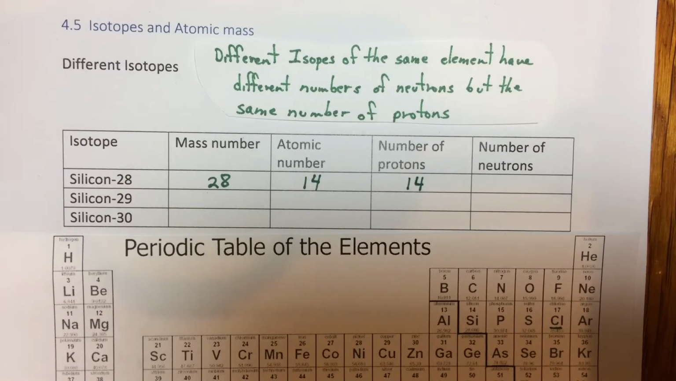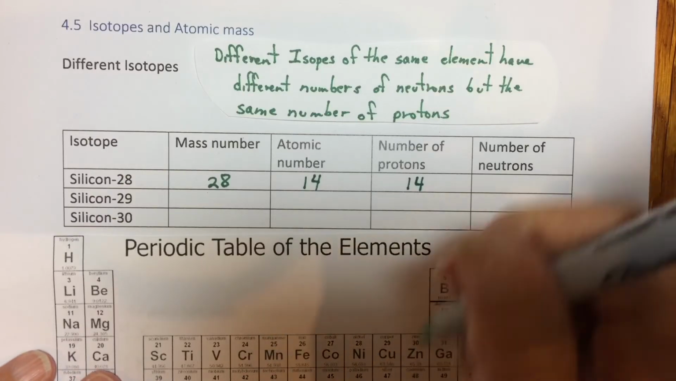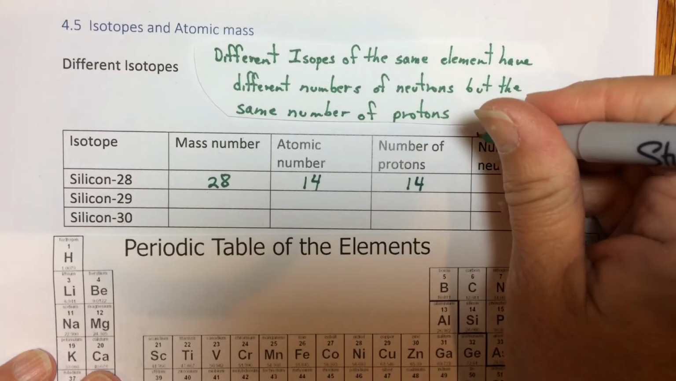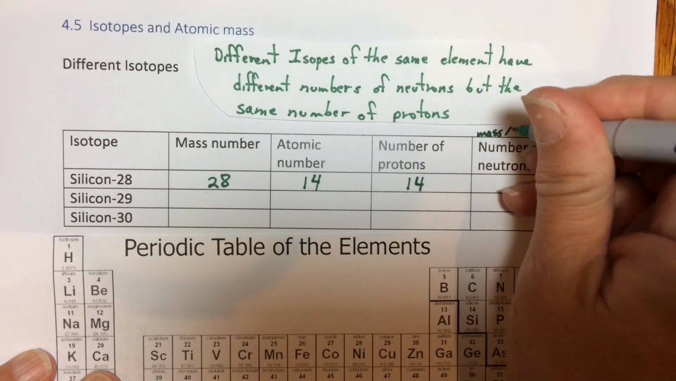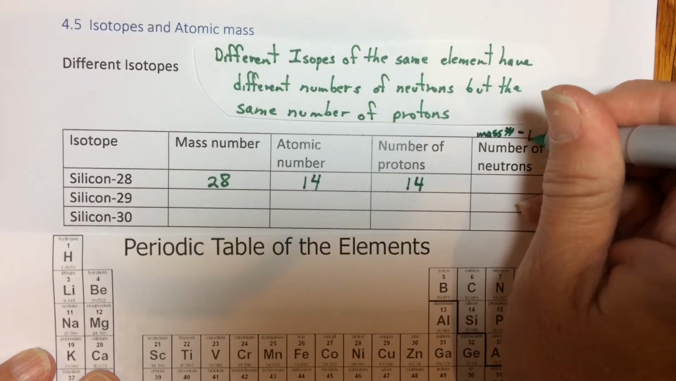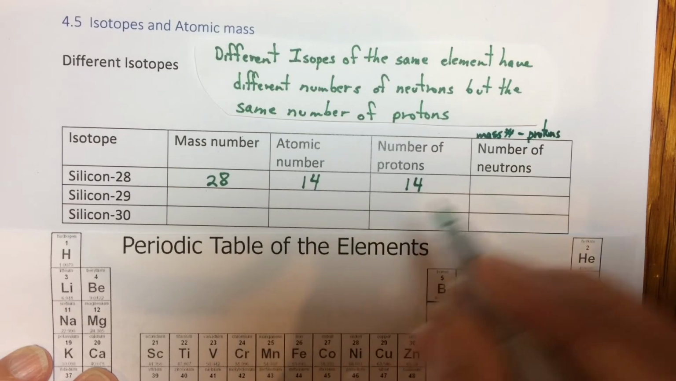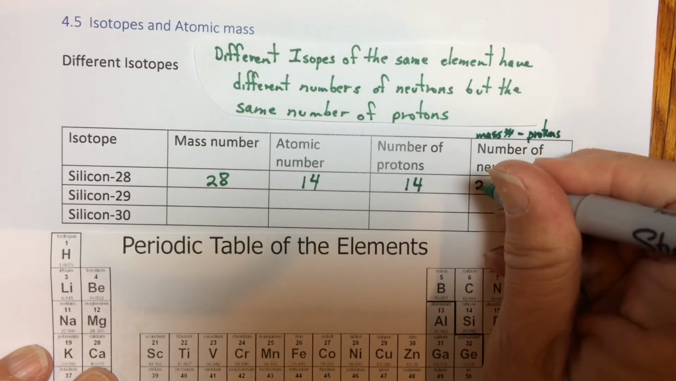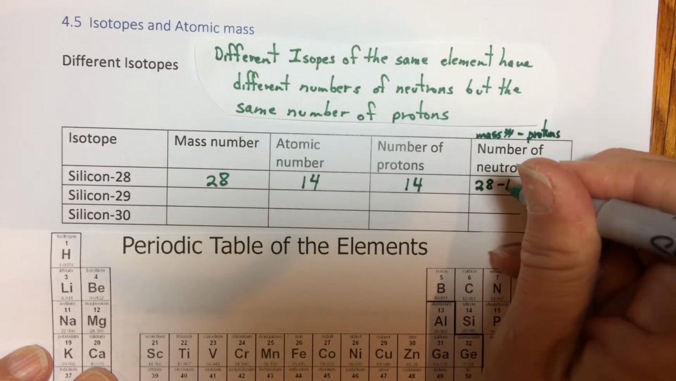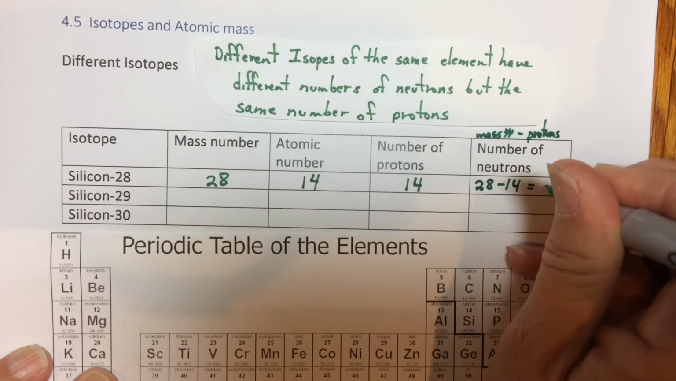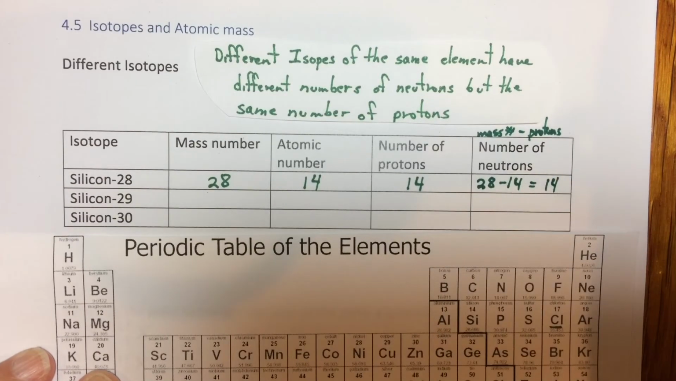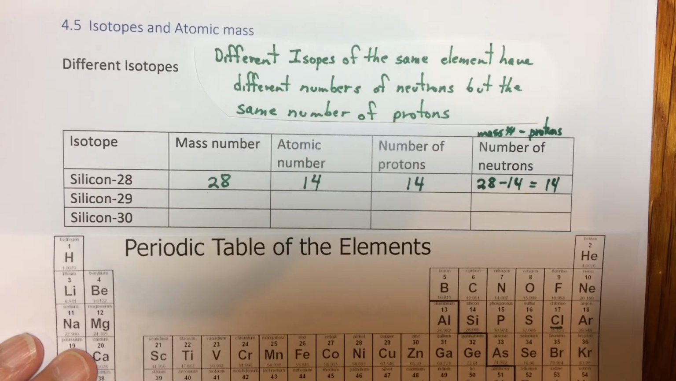Now the number of neutrons is going to be the mass number minus the number of protons. So this will be mass number minus protons. So we'll get 28 minus 14, and that will give us 14 neutrons. So let's see what numbers we get for the other two isotopes.